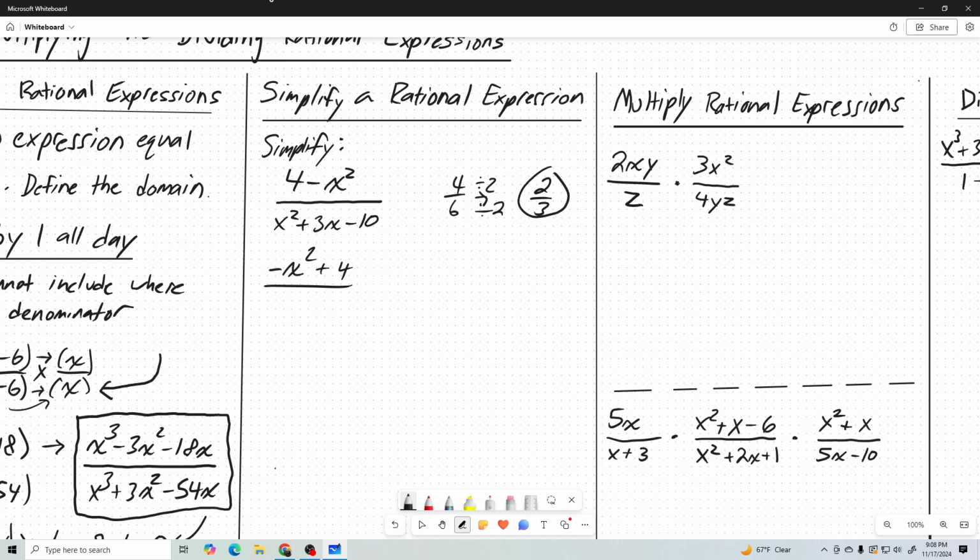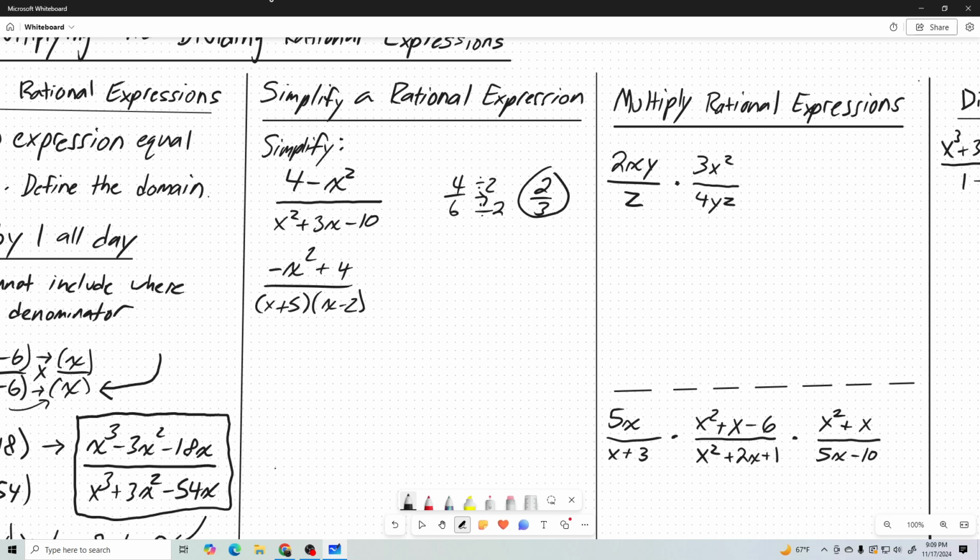Over, and then let's go ahead and just factor this bottom piece. What multiplies to make negative 10 that adds to make 3? So I'm thinking, let's see, 10 is going to be 5 and 2. So if we have positive 5 and negative 2, that would work. So we have x plus 5 and then x minus 2, because 5 times negative 2 is negative 10, and 5 minus 2 essentially is 3, right?